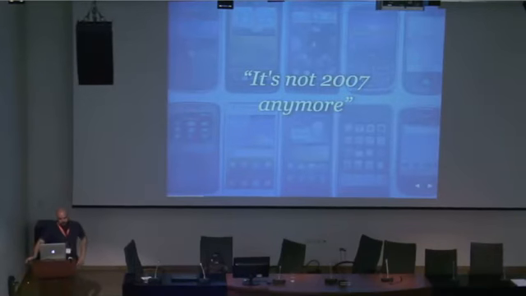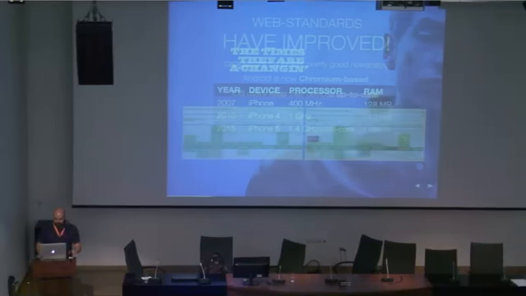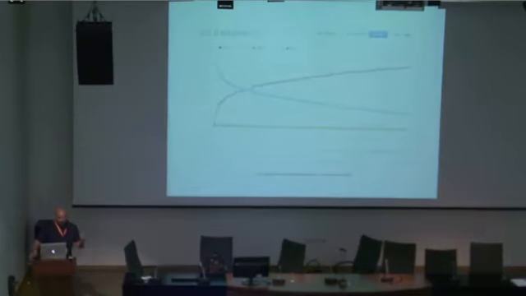Now, of course, it's not 2007 anymore. The first smartphone, Apple's iPhone, appeared in 2007. Since 2007, look at the screen, look at the table, and look how the processor power increased. From 400 megahertz, we are at 1.4 gigahertz. Also the RAM. The first iPhone had this RAM, and this is several times more. And this is the adoption.